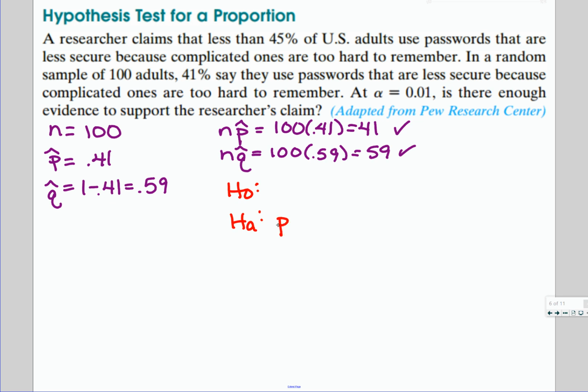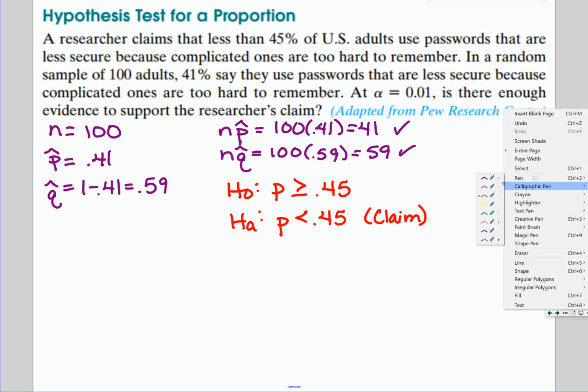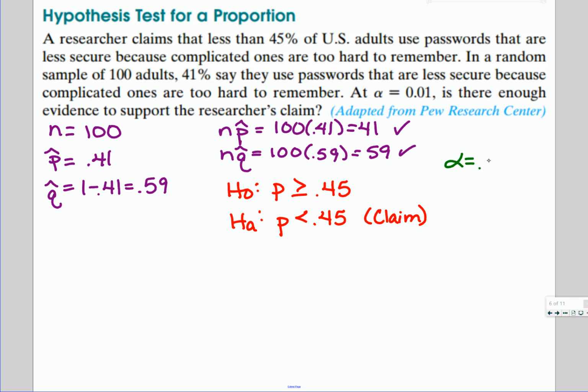We're making a claim about the proportion. So we're going to put a lowercase p without the hat on the top of it. That means population, okay? And it's less than 0.45 and that's my claim. So then the null would be that the population proportion, P, is greater than or equal to 0.45. Okay. My level of significance was a 0.01.